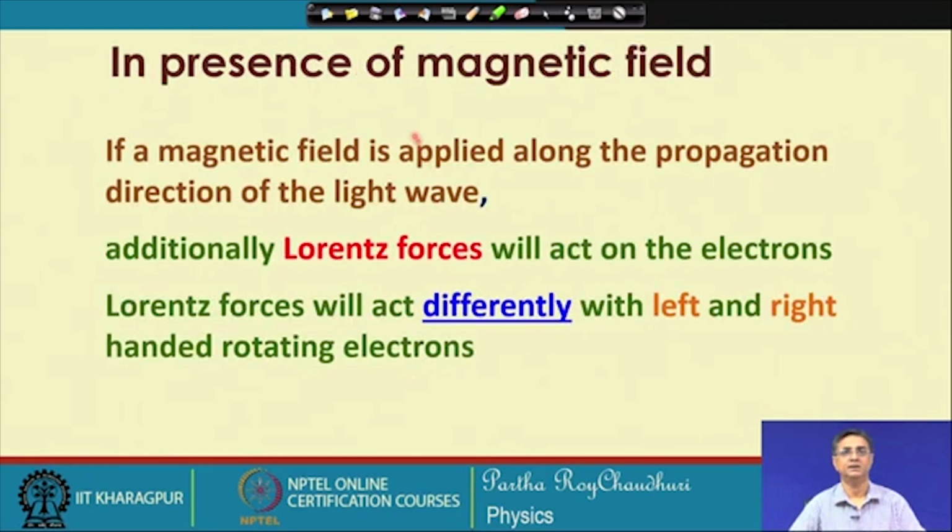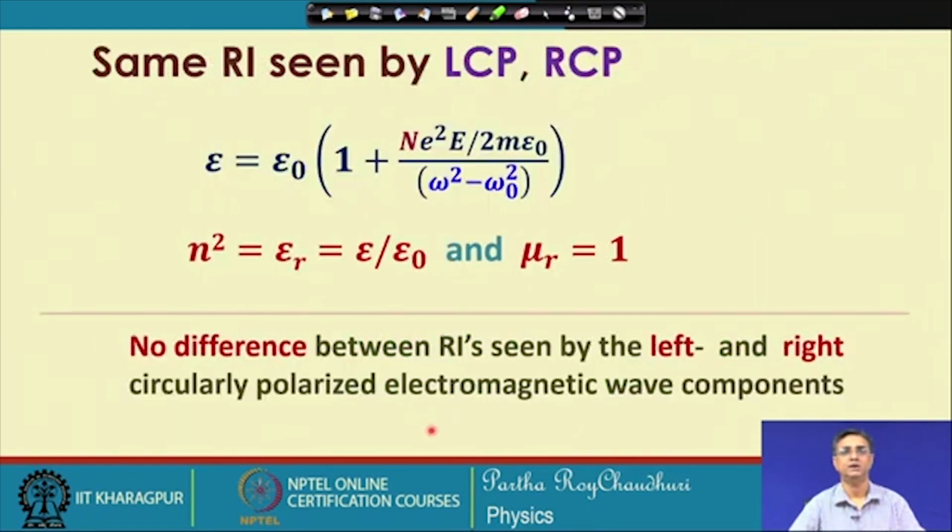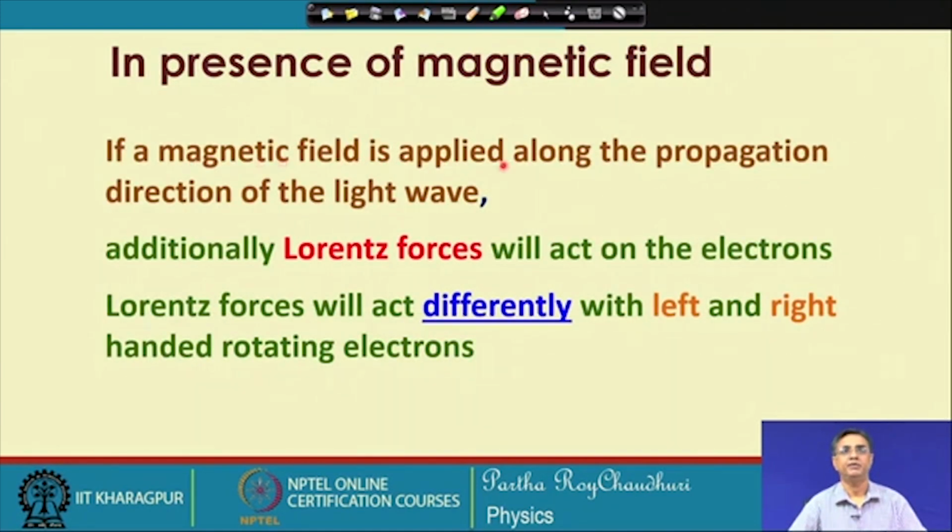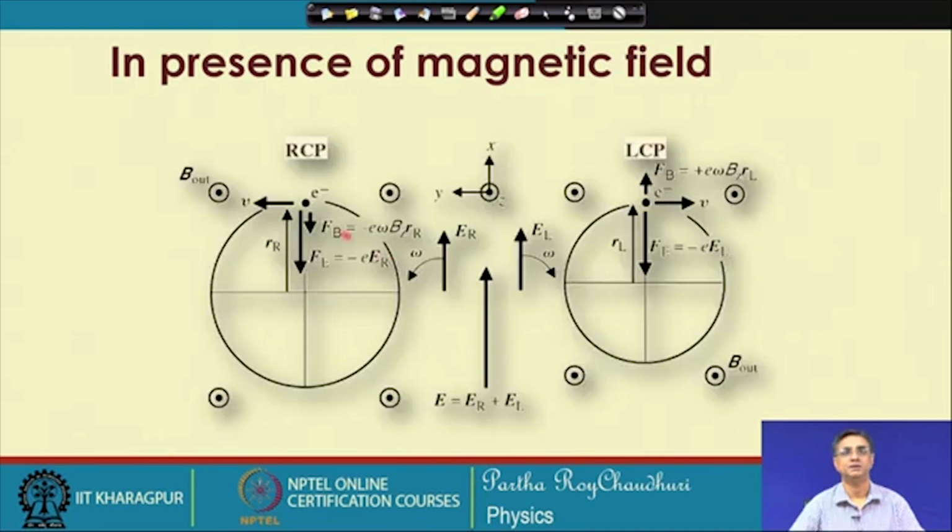Now, we will consider the presence of the magnetic field, and we will see how this radii, and then the displacement vector, then dielectric constant, and finally, the refractive index, all of them are modified in presence of the magnetic field. So, if the magnetic field is applied along the direction of propagation of the light, additional Lorentz forces will be acting on the electrons, and these Lorentz forces will act in a different way because of the rotation of the electrons in two different senses, that is, the left and right handed rotating electrons will be affected differently by the presence of the magnetic field.